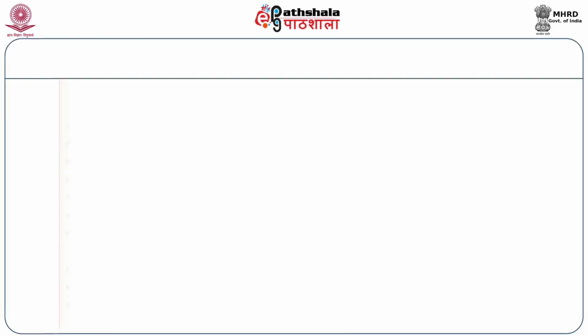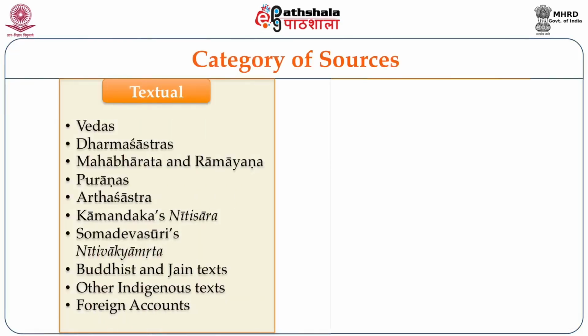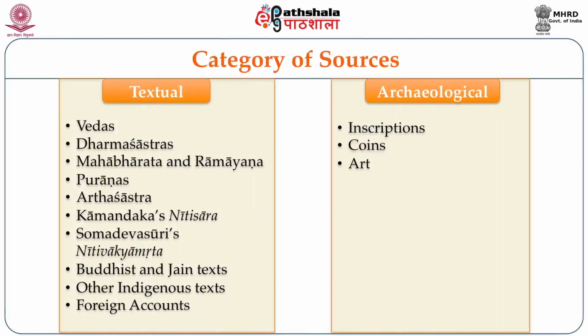Among the texts we have to read the Vedas, the Dharma Shastras, the Mahabharata and Ramayana, Puranas, Arthashastra, Kamandaka's Nitisara, Somadeva Suri's Nitivakyamritam, Buddhist and Jain texts, other indigenous texts, and foreign accounts. Foreign accounts were those of the Greco-Romans, the Chinese, and the Arabo-Persian. Among the archaeological, we have a large variety of epigraphic sources, which are inscriptions from various genres. Then we have coins and, of course, art historical material.